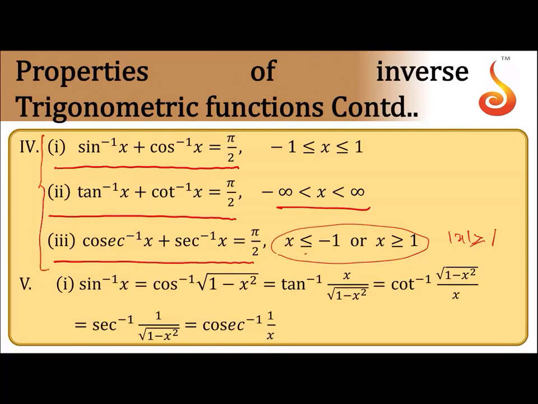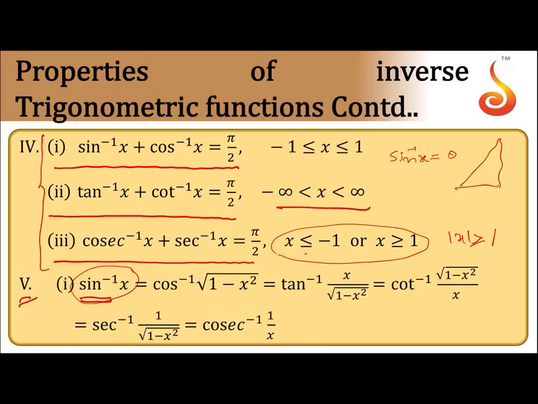And this is about the trigonometric identities, which are very useful in simplifying inverse trigonometric functions. Coming to the fifth property, the concept of expressing sine inverse x in terms of the other inverse trigonometric functions. For example, I take sine inverse of x equals theta.